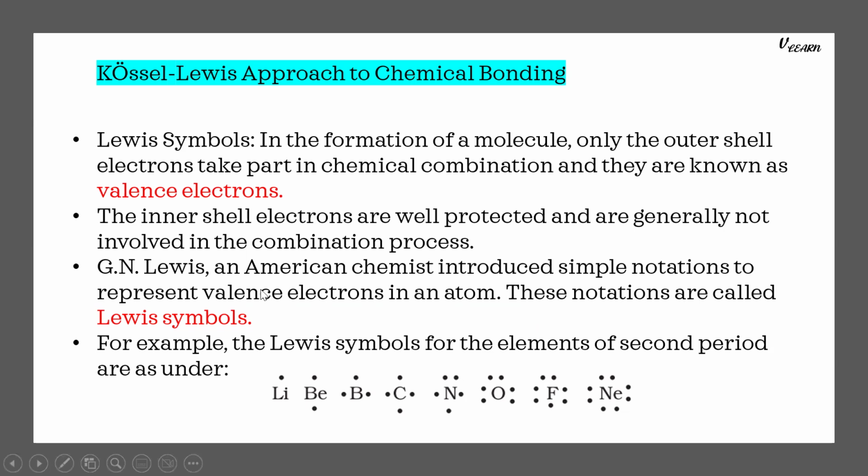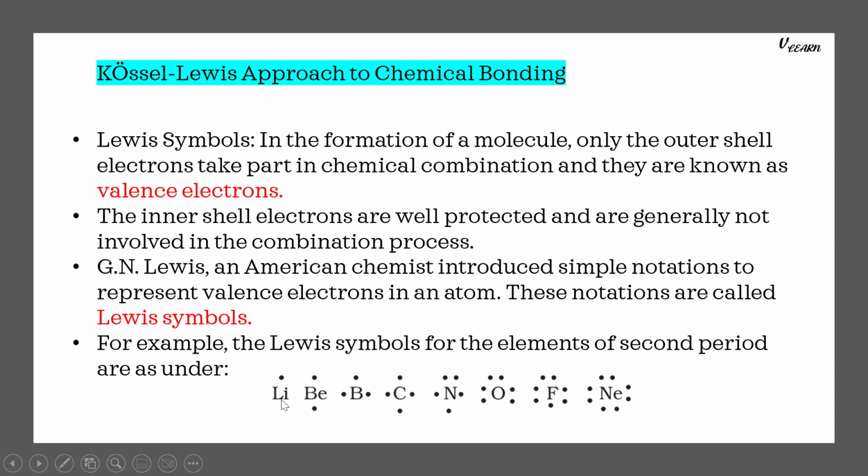So what did Lewis do? He represented a notation called the Lewis symbol, where the dots around the symbol indicate the valency electrons. For example, lithium has 1 valency electron, beryllium has 2, boron has 3, carbon has 4, nitrogen has 5, and oxygen has 6. These are all the outer shell electrons.